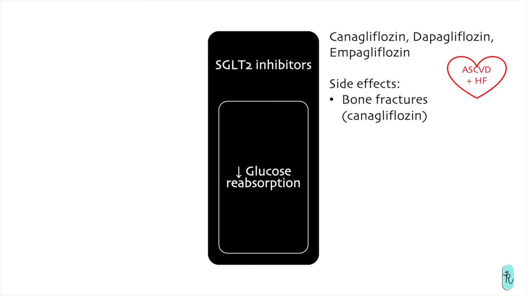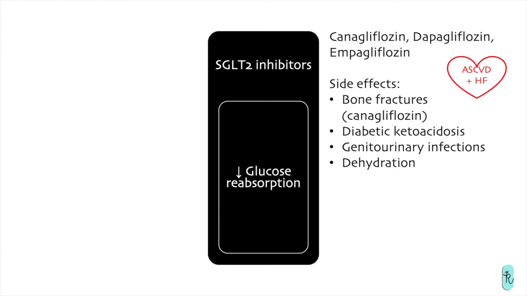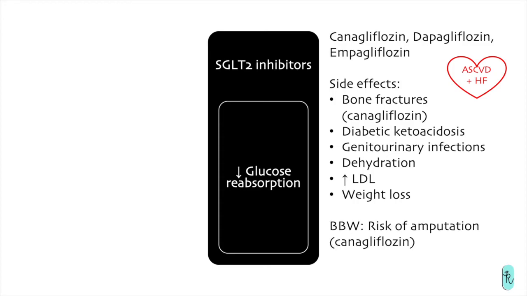Specifically, canagliflozin can increase a patient's risk for bone fractures. All drugs in the class can increase a patient's risk for diabetic ketoacidosis, specifically because typical DKA symptoms may be masked. They can also cause genitourinary infections like urinary tract infections, dehydration, increased LDL cholesterol, but they can help a patient to lose weight.